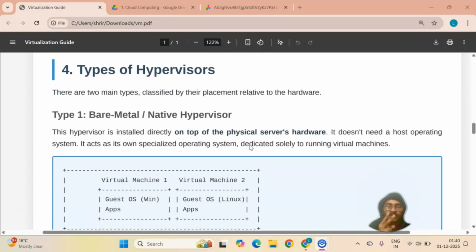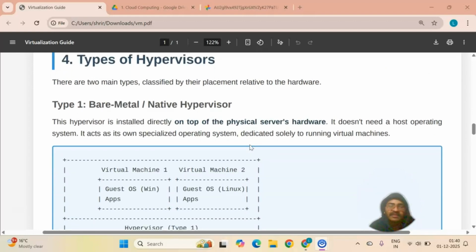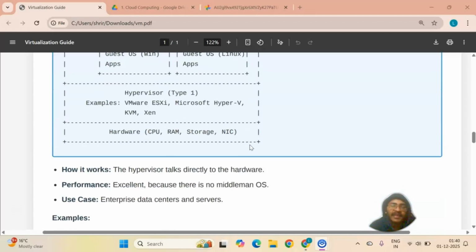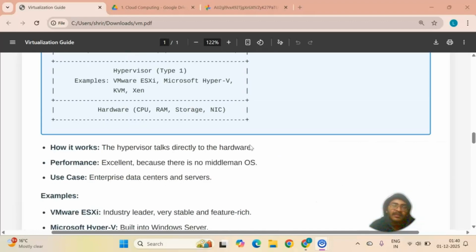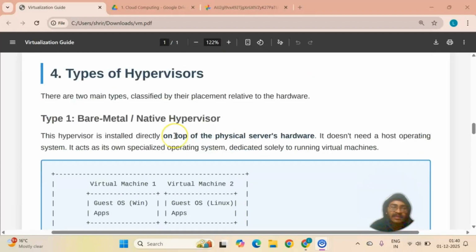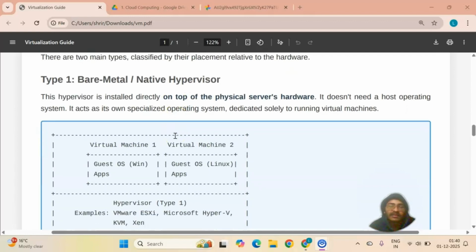Now, what are the types of hypervisor? Mainly, there are two types of hypervisor. The first one is type 1 hypervisor, which is called bare metal or native hypervisor. And the second one is hosted hypervisor or type 2 hypervisor. First we will talk about type 1 hypervisor. The hypervisor is installed directly on top of the physical server's hardware. It does not need a host operating system. It acts as its own specialized operating system dedicated solely to running virtualized machines.